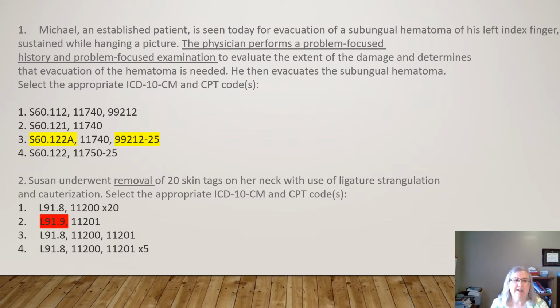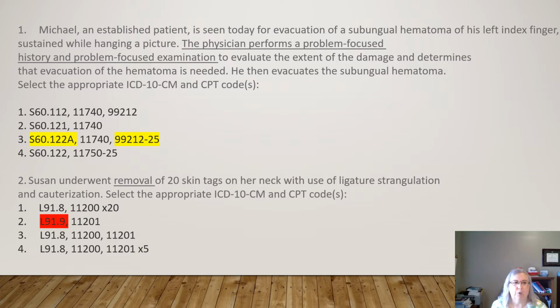Okay, the first case scenario in the integumentary system that I wanted to share with you is of a patient named Michael, an established patient. That right there gives me a very big indication that when they're telling me that, there's typically going to be an evaluation and management code that you will need to select. Now let's go ahead and read the rest of the case scenario because we don't really want to jump to any conclusions. But as you can see, I've already spotted the established patient and I've underlined the physician performs a problem-focused history and a problem-focused exam.